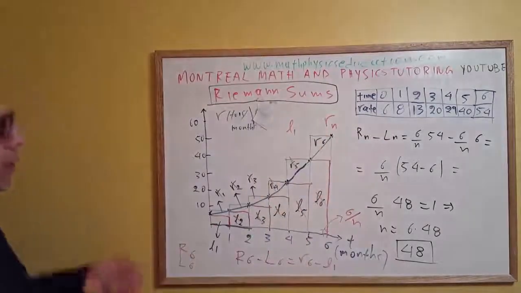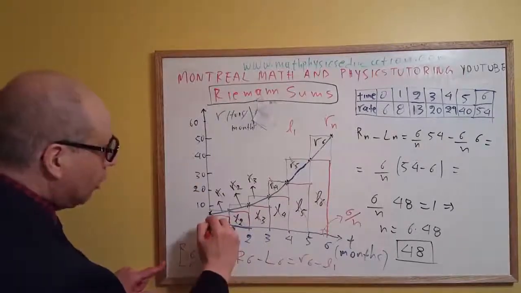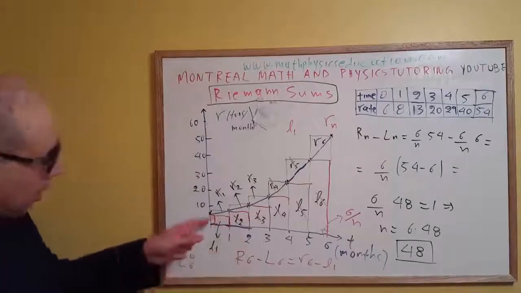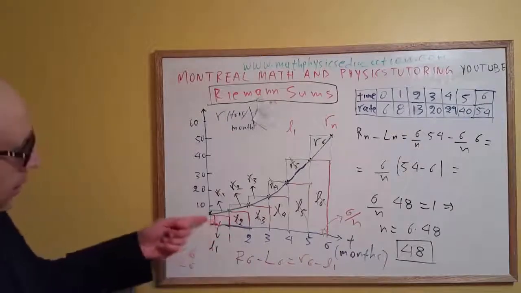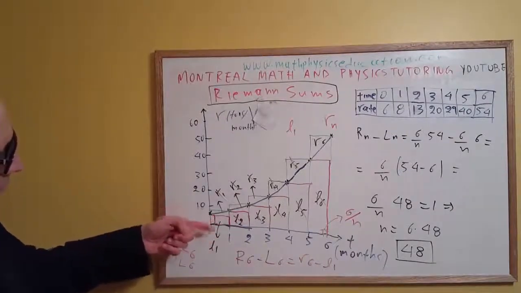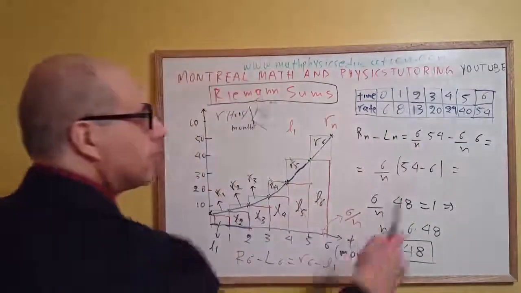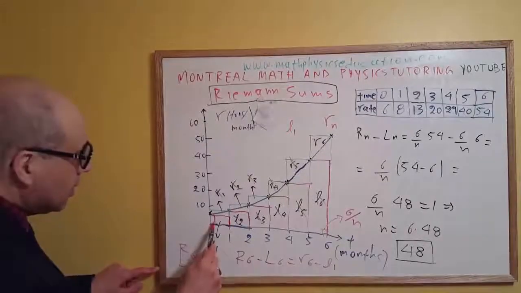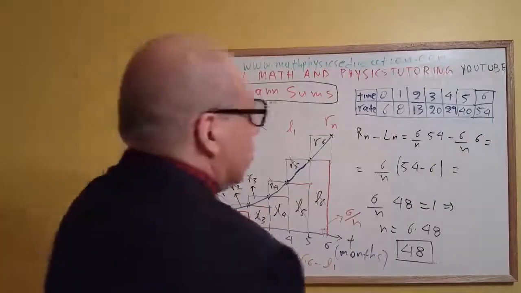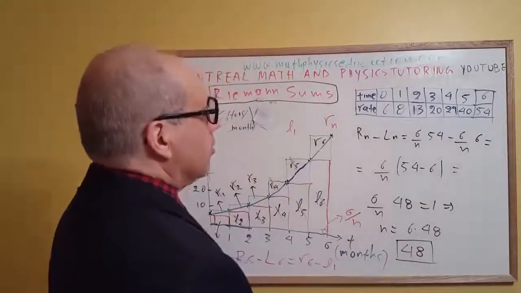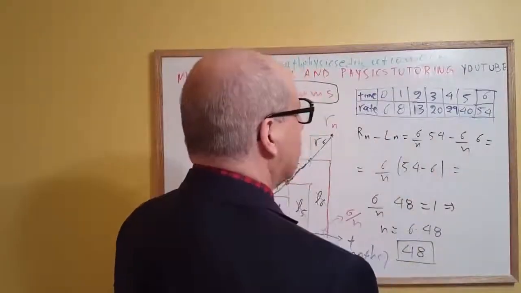And the L1, how much will it be again? This rectangle here, since it's a rectangle, the area is length times width. The length is this here, which is 6, times again this interval here, which is again 6 over n. So that's the equation that we have here.